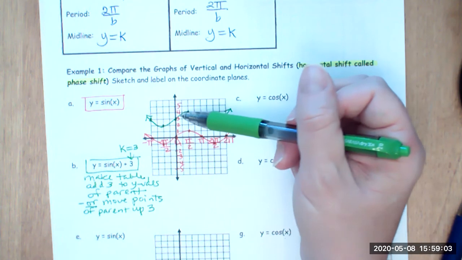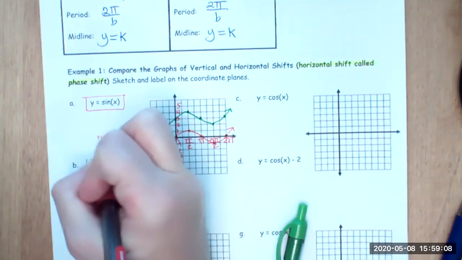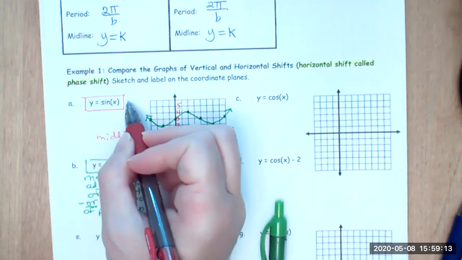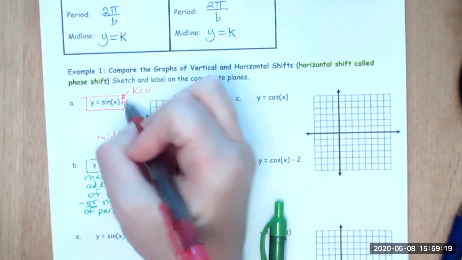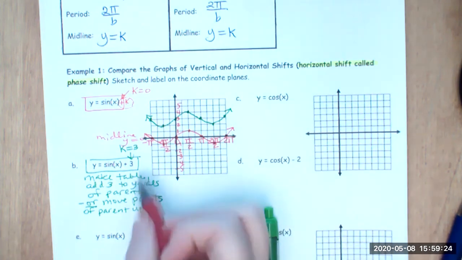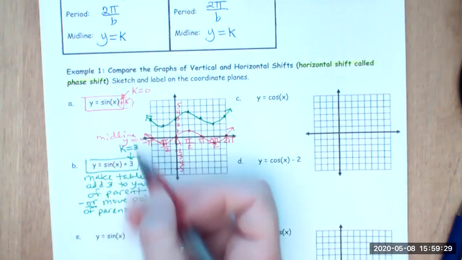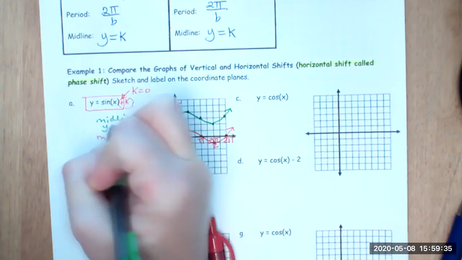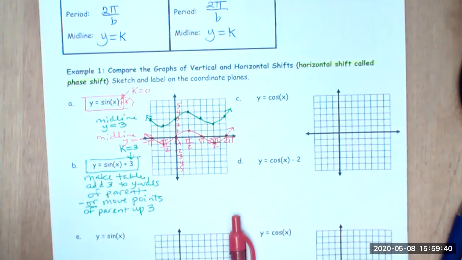Okay, so it's important to recognize the midline for the parent was at y equals 0, right? Because k up here was 0. So that's important to recognize. k is equal to 0 here, because plus k, there is no value there. So k is just 0. Where here, k is equal to 3. So we set up here, the midline is y is equal to k. So for this graph, the midline is y is equal to 3. And so I could draw that midline in there.